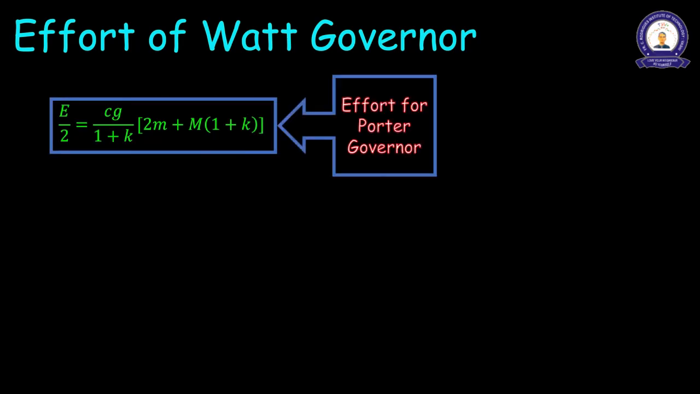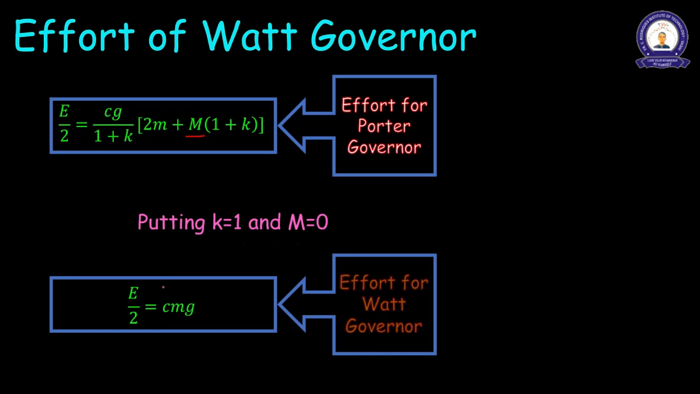Now let's see the effort of the Watt governor. So we already know the effort of the Porter governor from our last derivation. So this is the equation. We'll just modify it so that we can calculate the effort of Watt governor. In case of Watt governor, the arms will be of equal length and the capital M will be 0 since there is no mass placed on the sleeve. So it will give me the equation for the effort of Watt governor. It is simply effort is equal to C into mg.